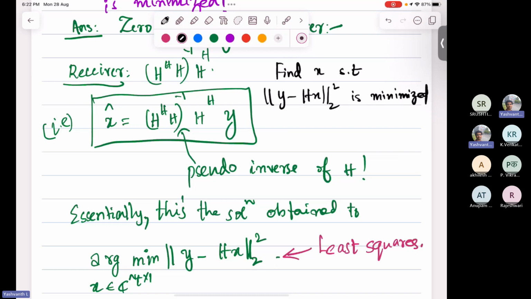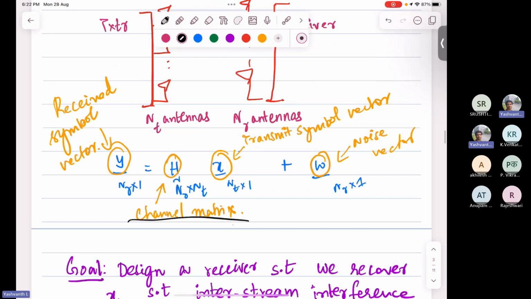This is precisely the least square estimate of x, right? And that's what I've written here. So this is like the role played by b, and this is like the role played by a, and this is x itself. So b here is y, a here is the H matrix, the channel matrix. So H is also called the channel matrix.